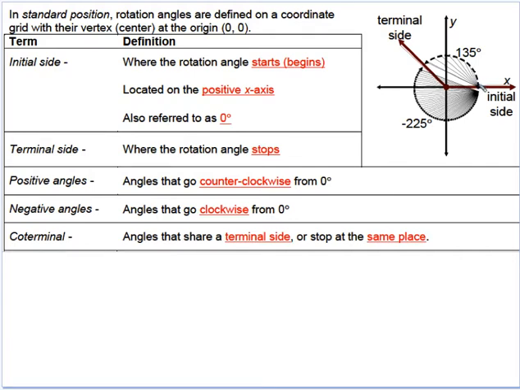If you had the angle 135 degrees, this would be your terminal side. If you had negative 225 degrees, this would stop right here, and they share a terminal side. So they're going to end at the same point. So at 0 degrees, you're at this point. At 360 degrees, you're also at that point. So you're sharing the same end point.